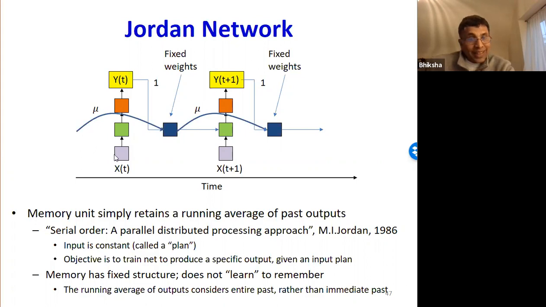Now, in his model, the input itself is assumed to be fixed. It's called a plan, and the objective is to train the network to produce a specific output for a given input. But anyway, the main bit over here is that this memory unit has fixed structure. It doesn't learn how to compose its memory. This is just a fixed, recurrent, running average of past outputs.